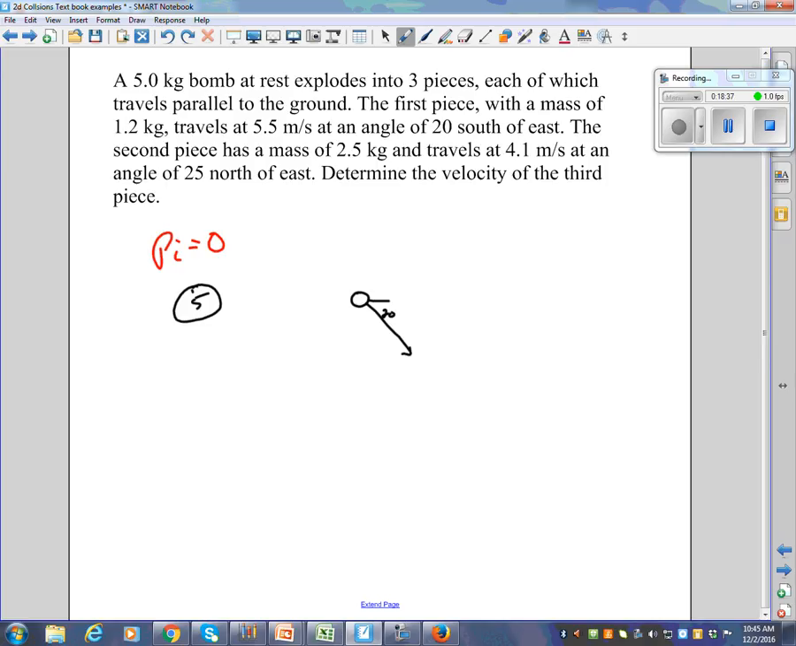That's piece 1. The second piece has a mass of 2.5, and it travels at 4.1 at an angle of 25 degrees north of east. North of east. So you have to kind of take your time and read carefully. Okay, which way is the third piece going to go?